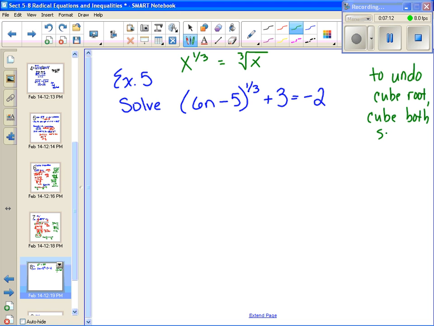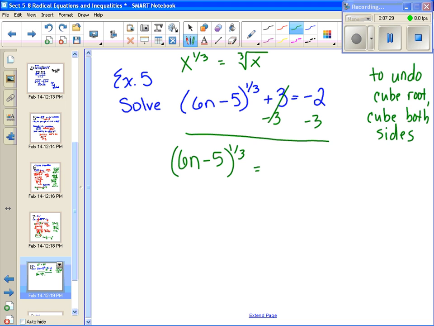And that's going to be our strategy here. So let's take a look. First, we want to isolate that expression. So I'm going to subtract 3 from both sides. And I get 6n minus 5 to the 1/3 power equals negative 5. And you can put it as a radical if you want to, but to undo cube root, you cube both sides.